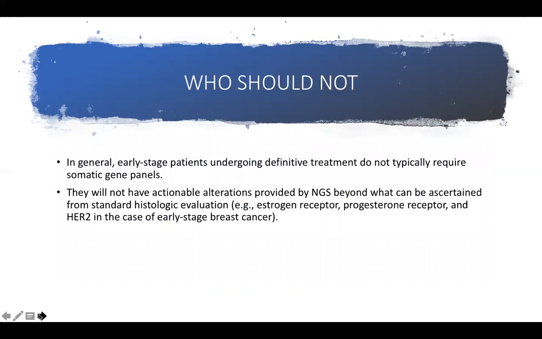And the important thing is when we should not use it. In early stage patients where we have a definitive treatment option available, they do not require somatic gene panels. They will not have actionable alterations provided by NGS beyond what can be ascertained from standard histological evaluations such as IHC or FISH.